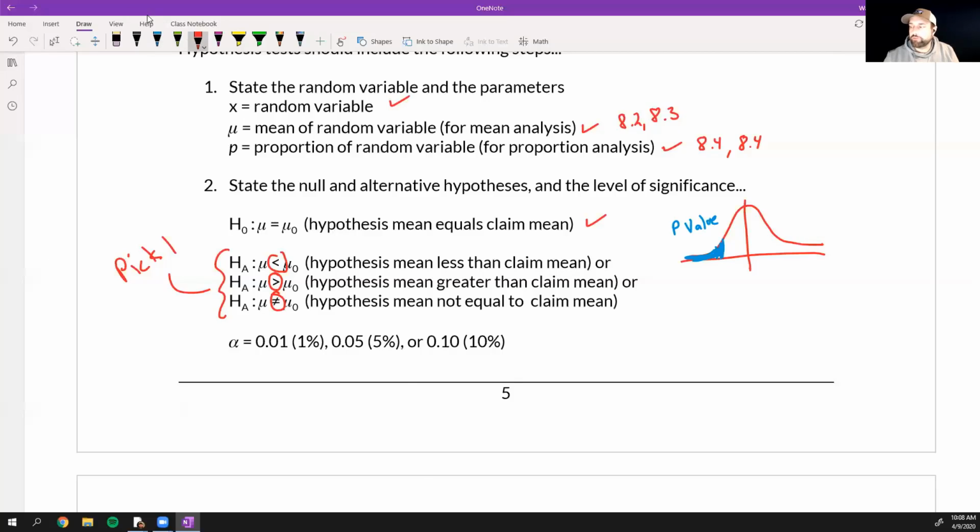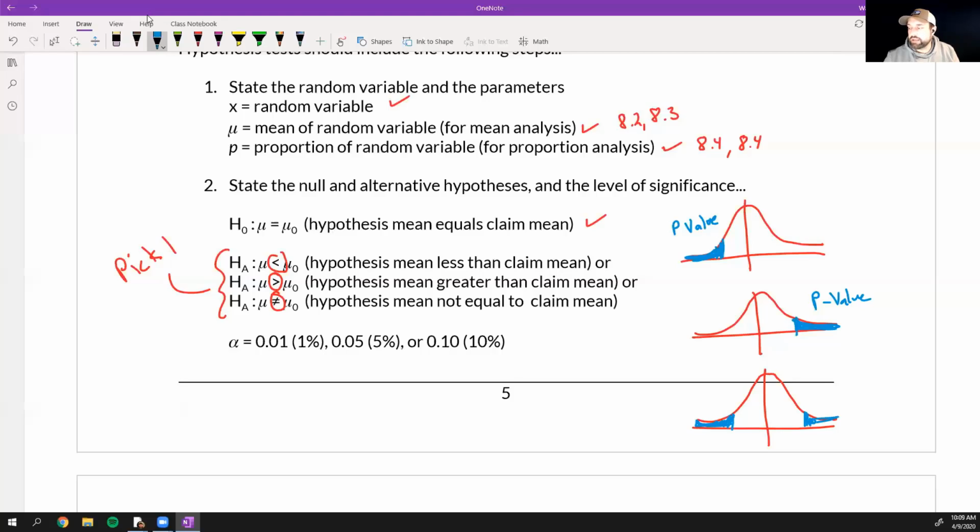On the other hand, if you pick greater than, you're going to graph your normal distribution. You're going to establish a critical value, and you are going to find the area above that critical value. This is for greater than, okay? So this would be your p-value. And if you choose not equal to, you're going to have a normal distribution like this. And when you do not equal to, it's actually the area above and below the critical value. So this is two-tailed.